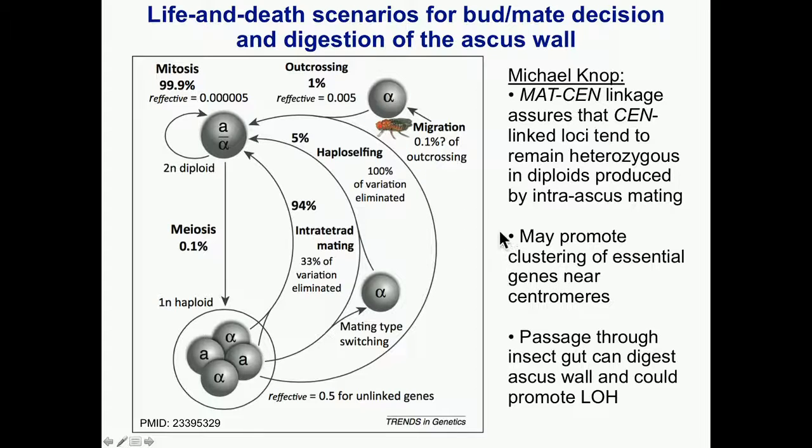Now, people have also recently realized that most wild strains spend at least some time, perhaps, in the guts of insects, and that the insect gut has enzymes that can break down the ascus wall. This has been proposed by others to perhaps promote outcrossing or inter-ascus mating between asci. But I think our results suggest it could also promote budding and therefore loss of heterozygosity.